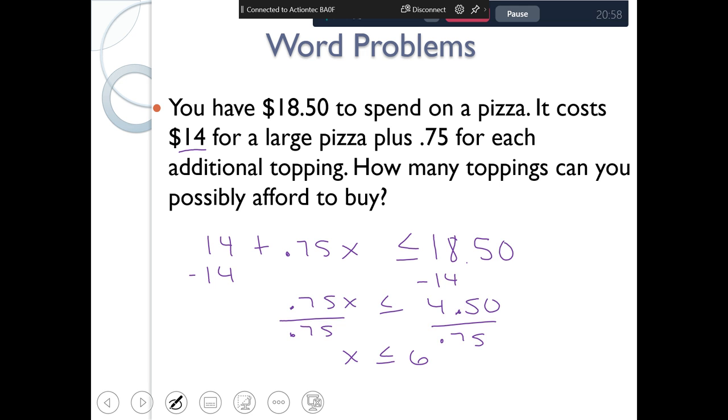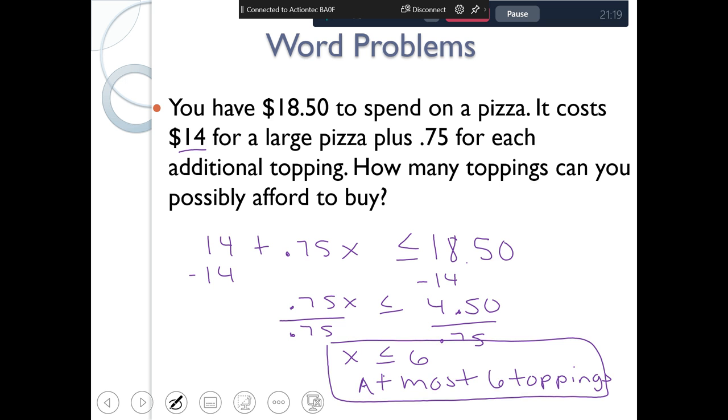So we can buy at most 6 toppings. If you just write x is less than or equal to 6, that's fine. But that's just telling me that at most I can buy 6 toppings. I don't need to buy 6 toppings. That's a lot of toppings. But buy up to 6.